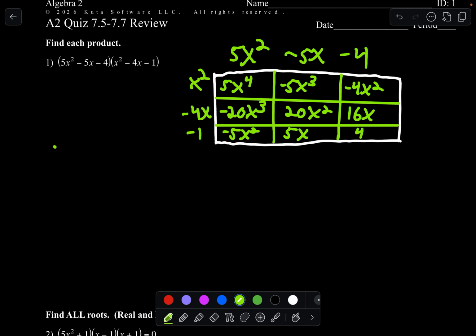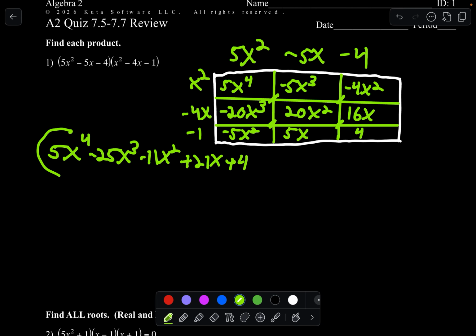So notice there's nothing that can add to 5x to the 4th. So that term just stays here. But then you start adding down the back diagonals. Negative 5x cubed plus a negative 20x cubed is negative 25x cubed. Negative 4x squared plus 20x squared is 16x squared. Minus 5x squared is negative 11x squared. And then 16x plus 5x is 21x. And then you have the plus 4. That's how easy it can get to multiply polynomials.